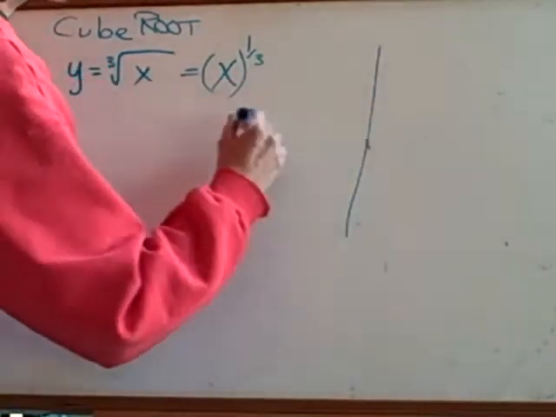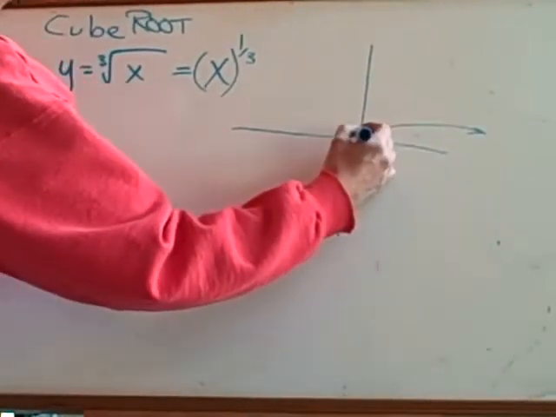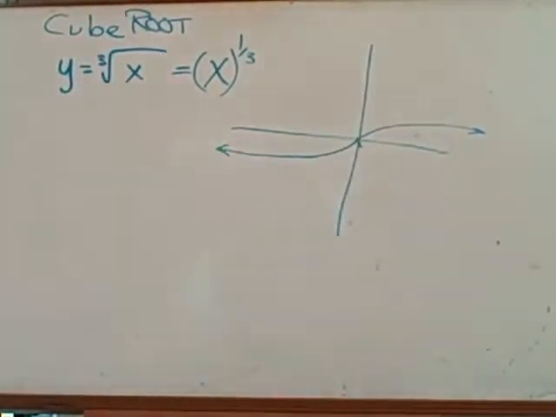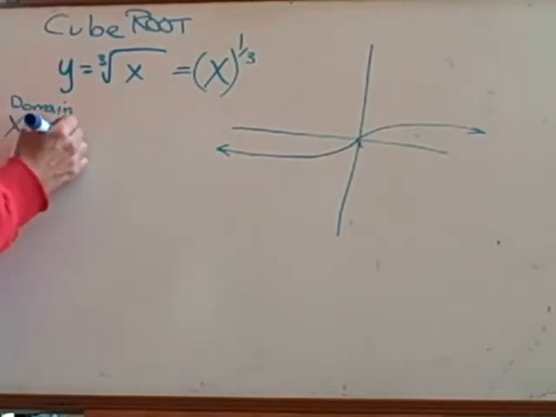Let's just take a look at it. You've got a little bit of a graph over there. Kind of curves up this way, kind of curves that way. I know it's not a perfect graph, but that's what we're getting. What is my domain on this? X is an element of the reals. All real numbers. It can be any number.